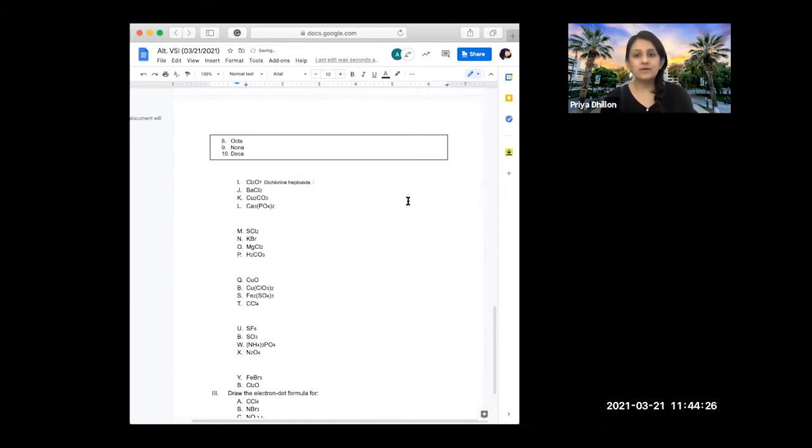Okay, one thing, so I know that you mentioned dichloride. Basically, the only thing is, for the first element, we put the whole name as it is from the periodic table. So we write dichlorine. But for the second element that is associated with the compound, you put heptoxide. So for the second one you change the ending, but for the first one, you don't change the ending.